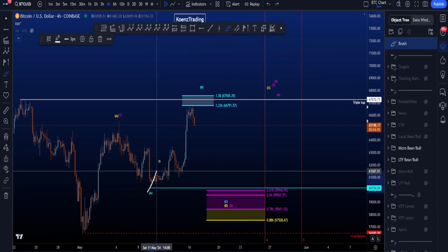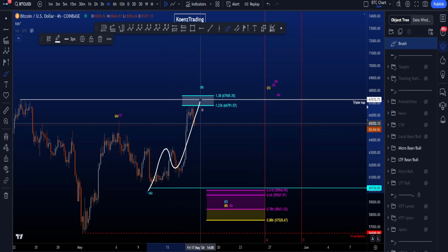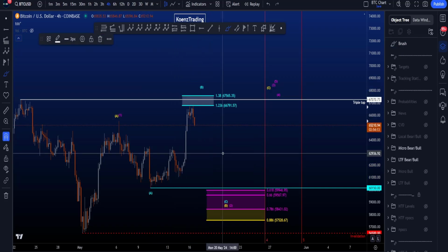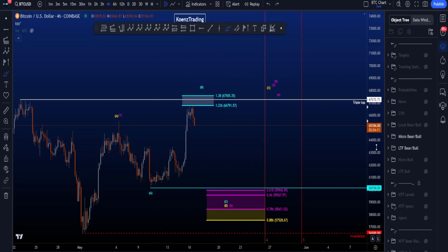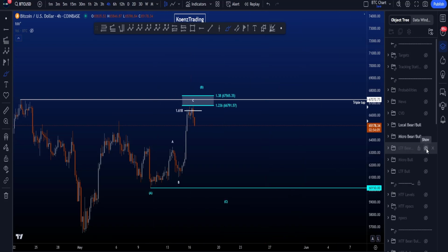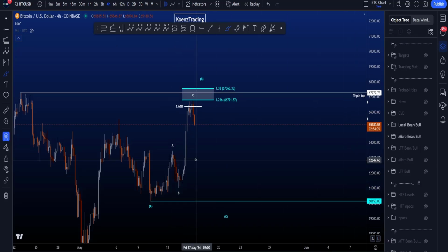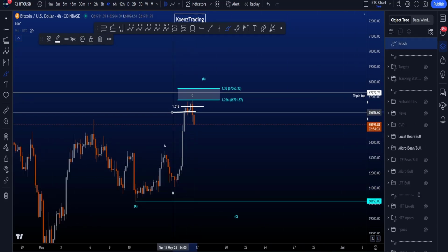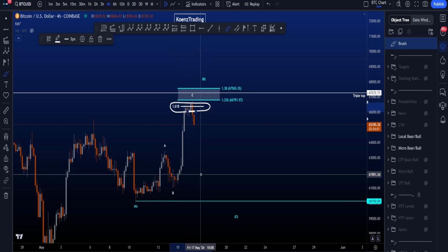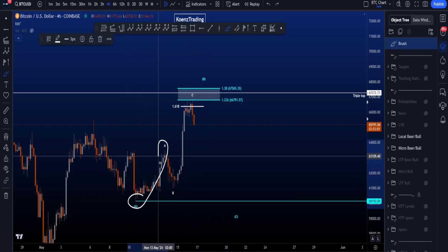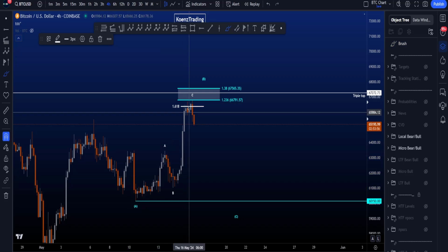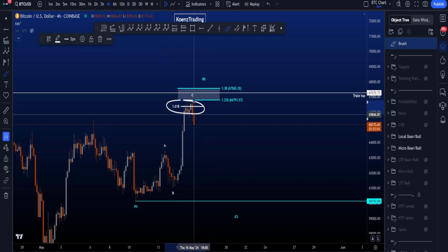Inside wave B, we are then looking for a 3-wave structure to the upside, and most commonly wave B is a zigzag structure in an expanding flat, so therefore we're looking for a 3-wave move to the upside in a wave A, B, and then a wave C to the upside. A common target for wave C is the 1.618 trend-based wave extension from the low to the high of A to the low of wave B, which has been hit and so far also respected.